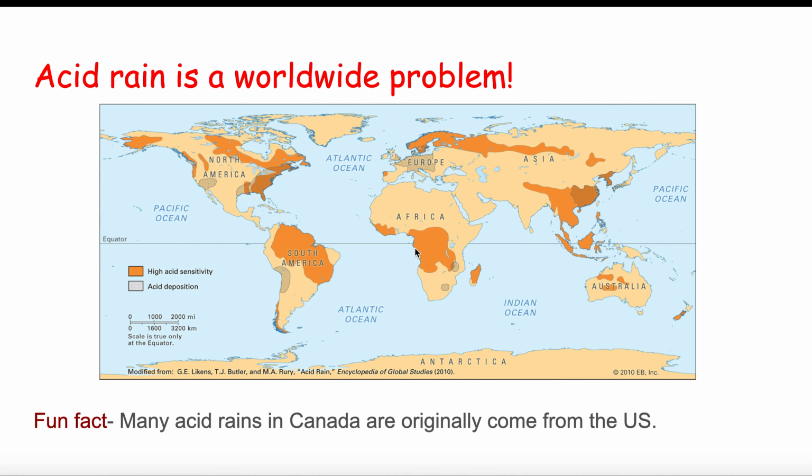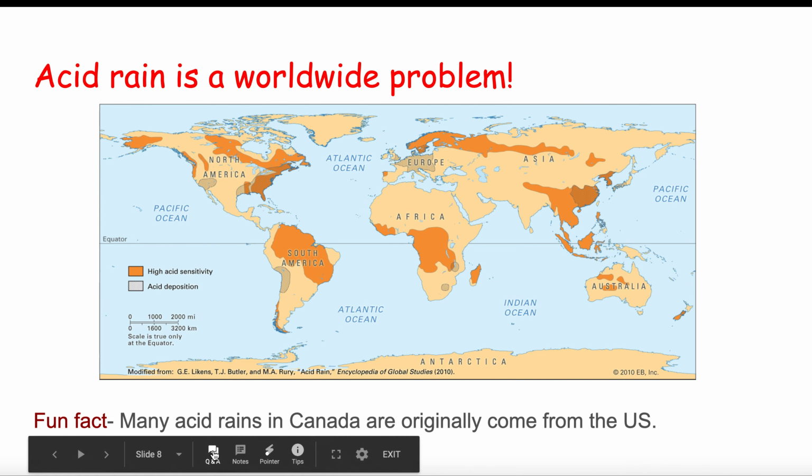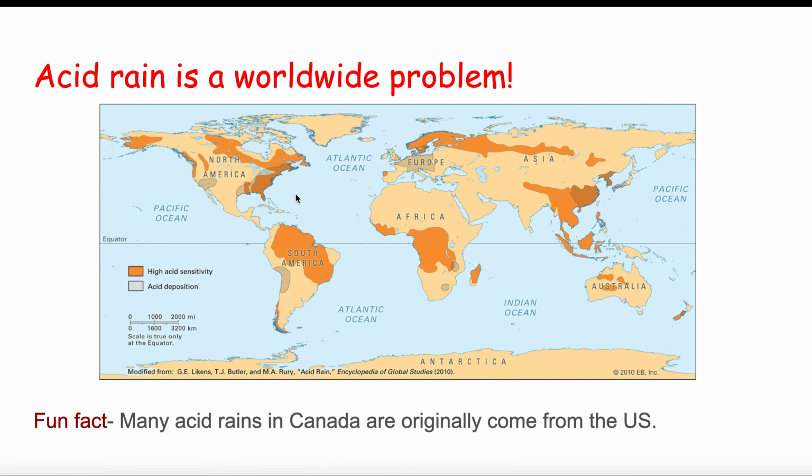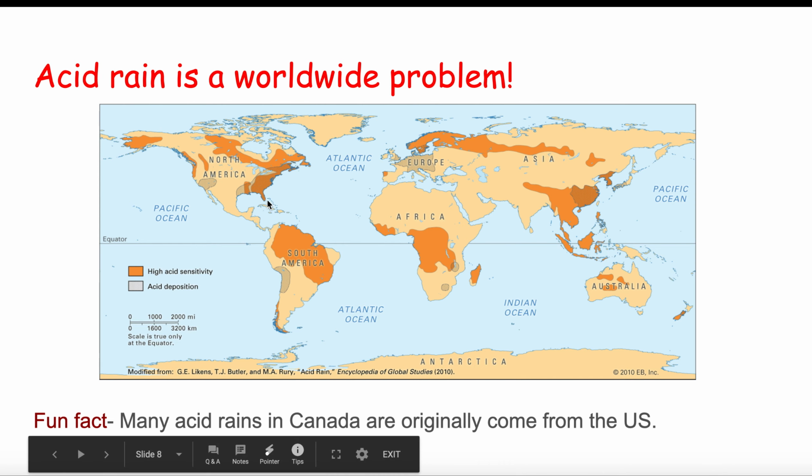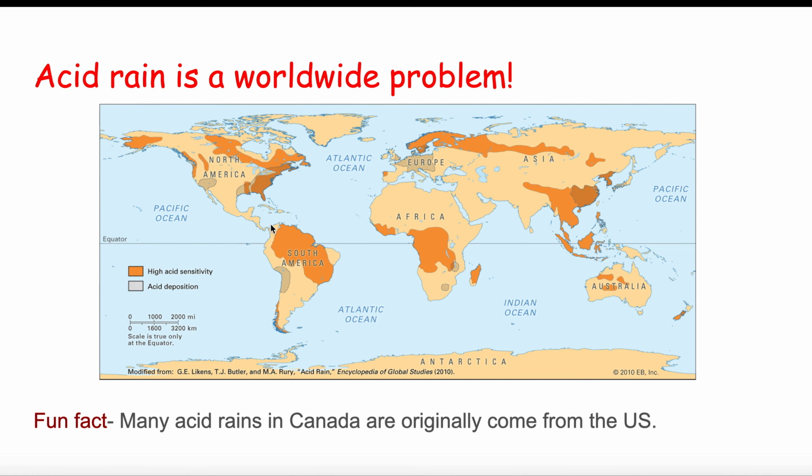And here's a very interesting fact: as you can see, Canada, the country we are living in now, has acid rain. But unfortunately, most of the acid rain originally comes from the United States, which is very close to Canada. So guys, don't blame them.